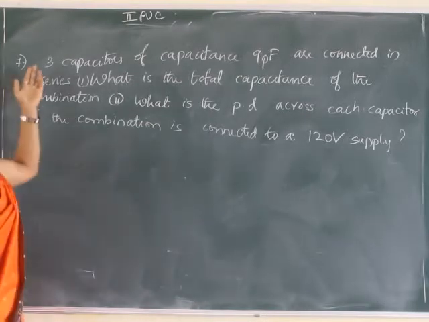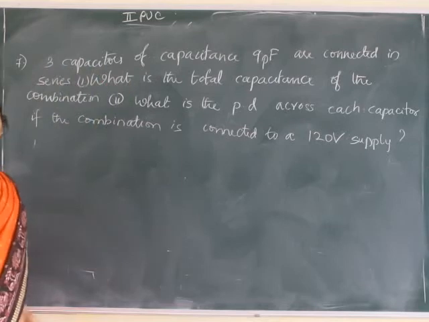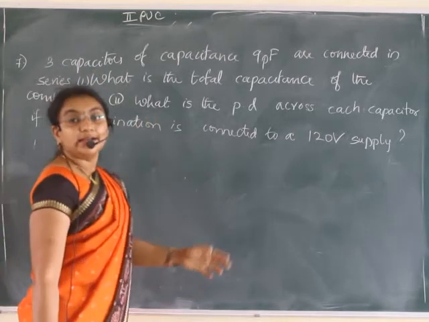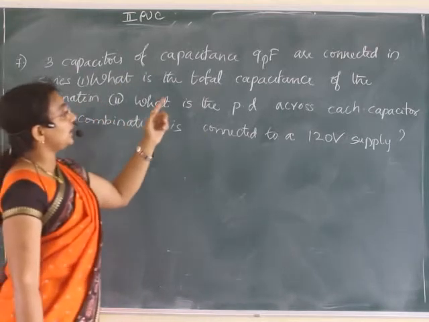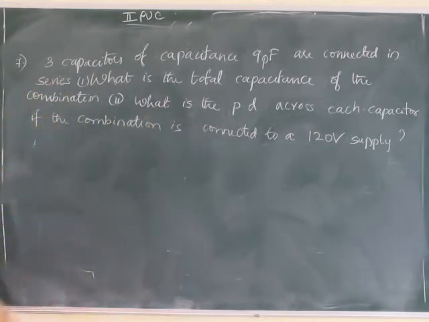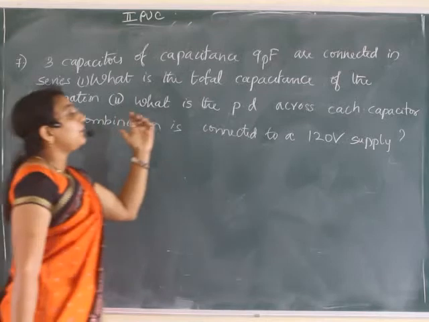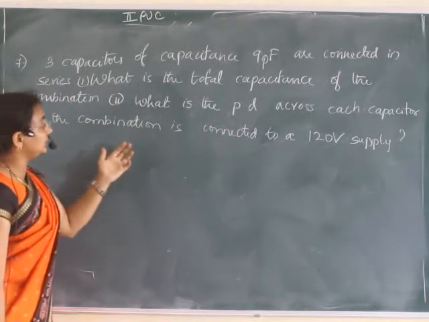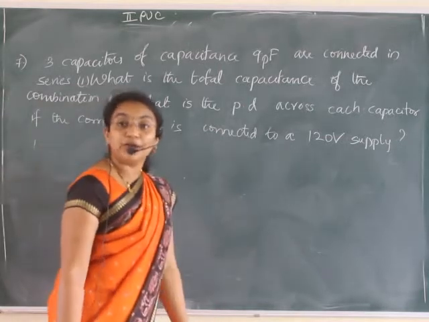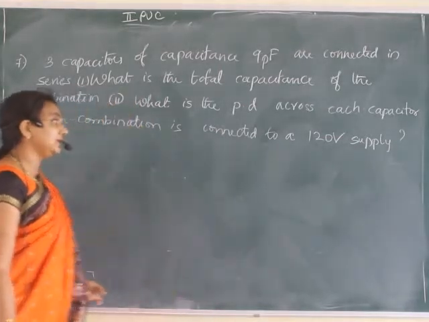Next question. Three capacitors of capacitance 9 picofarad are connected in series. What is the total capacitance of the combination? What is the potential difference across each capacitor if the combination is connected to a 120 volt supply?